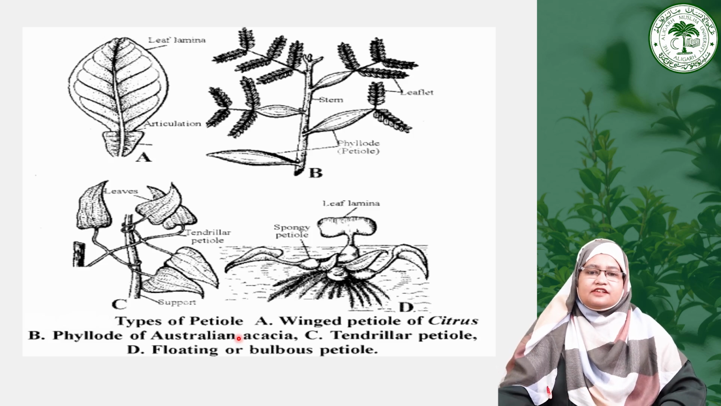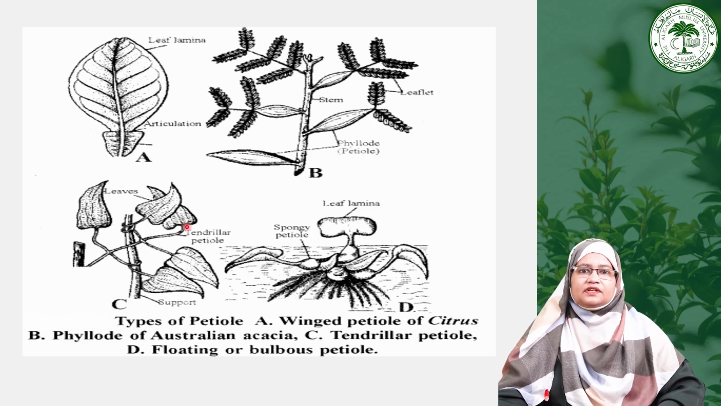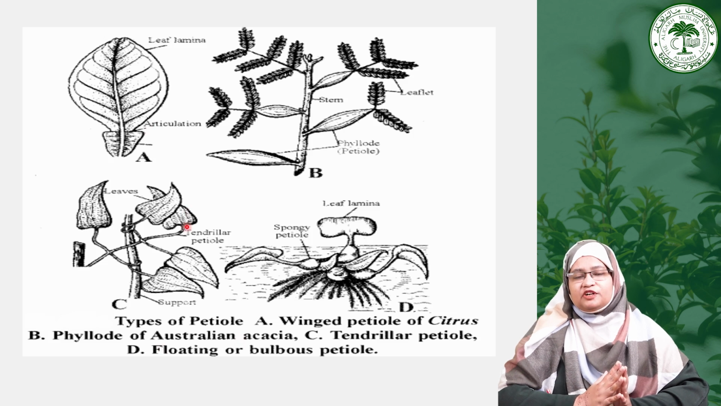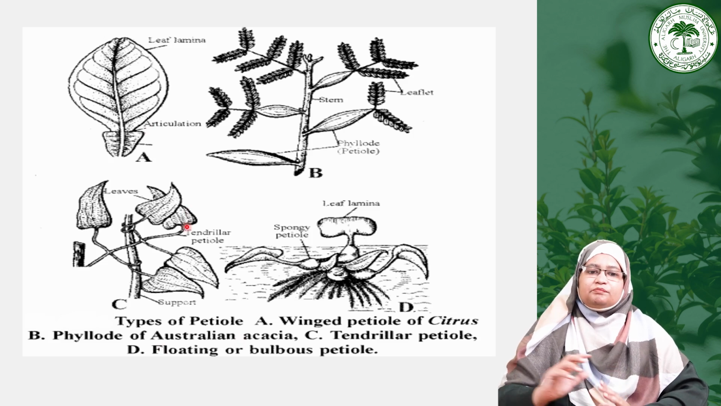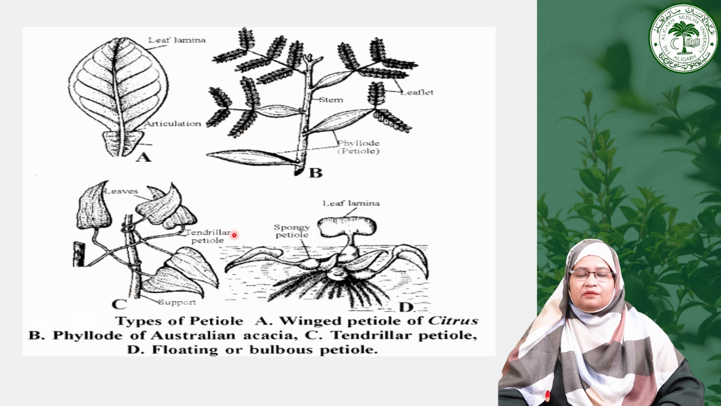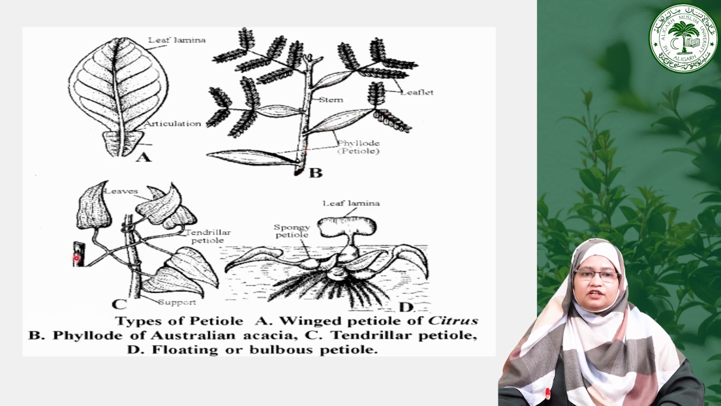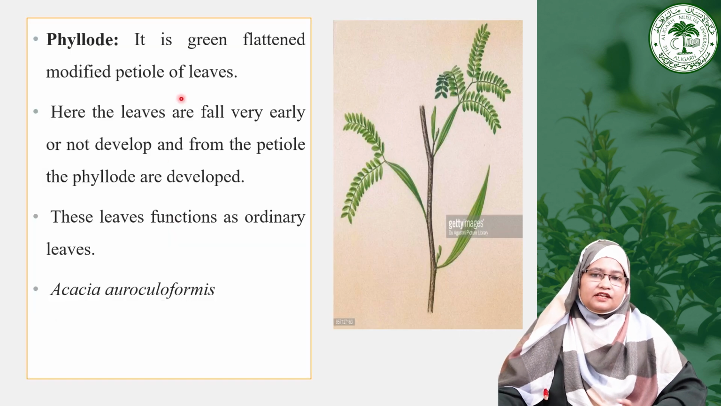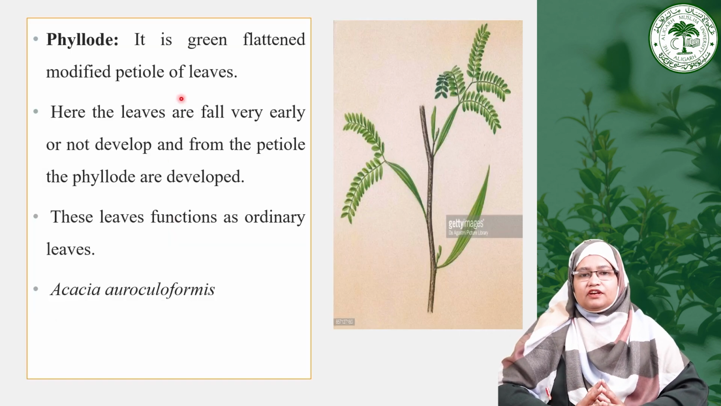Besides this, there is some modification of the petiole also, as we have discussed earlier. Along with modifications of the lamina, the petiole is also sometimes modified, like winged in the case of citrus. It may be modified into phyllodes that perform photosynthesis, as in acacia. Then it may be modified into a tendril for support, or become spongy for floating on the surface. One of the main examples of petiole modification is the phyllode.